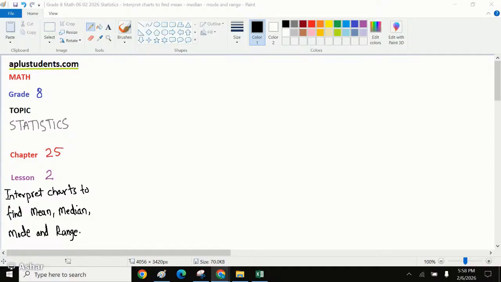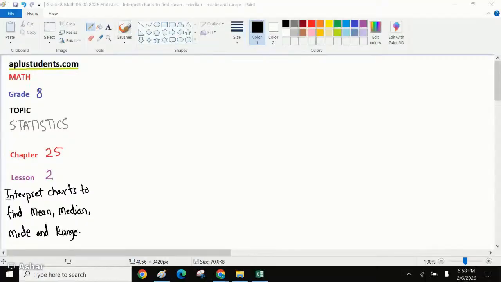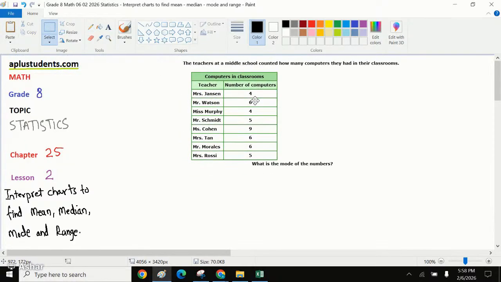Okay, so let's go to grade 8, chapter number 25 and lesson number 2. So the first, okay, we'll do this question and then we'll compare what we did in the other class. Okay, so in this particular question, this is the data that has been provided to us, right? So what we are doing is we are looking at this chart to find the information.